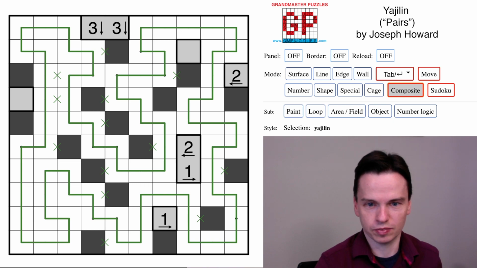Hope you learned something about how to visualize Yajilin puzzles, particularly how to see some of the unanticipated constraints when you shade in some of these sections like we talked about with the green-blue coloring.